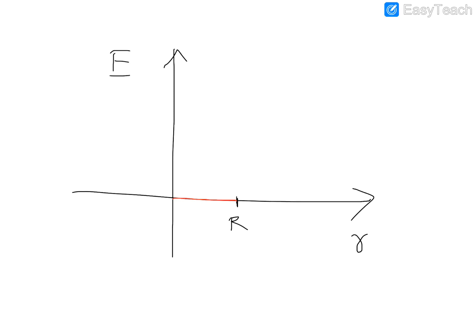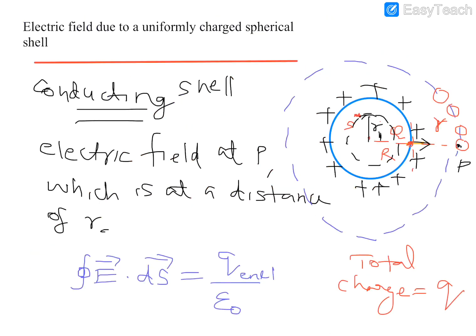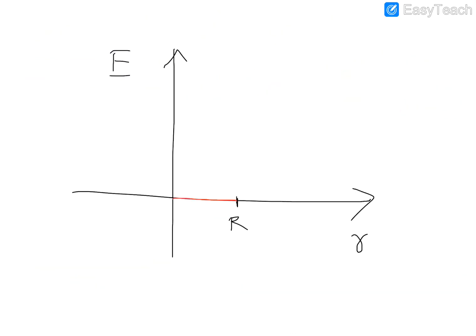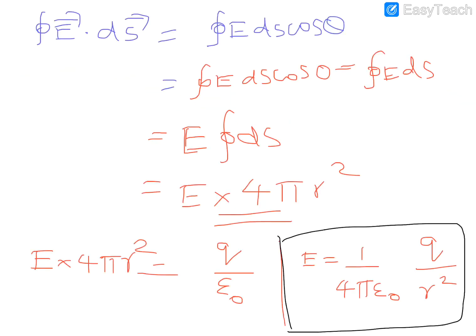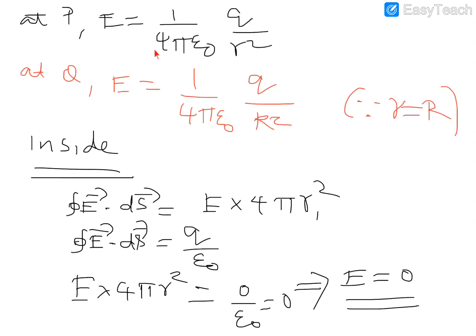Okay, now what happens? There will be an electric field at the surface, which is equal to 1 by 4 pi epsilon 0 q by R square. That means there is an electric field on the surface. Now what happens? There is again an electric field outside the surface. What is the value? It is 1 by 4 pi epsilon 0 q by small letter r square.